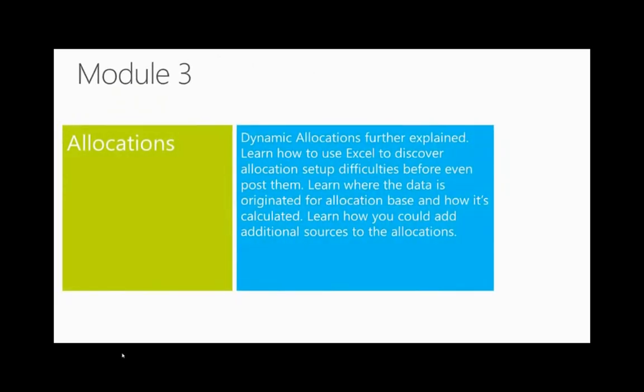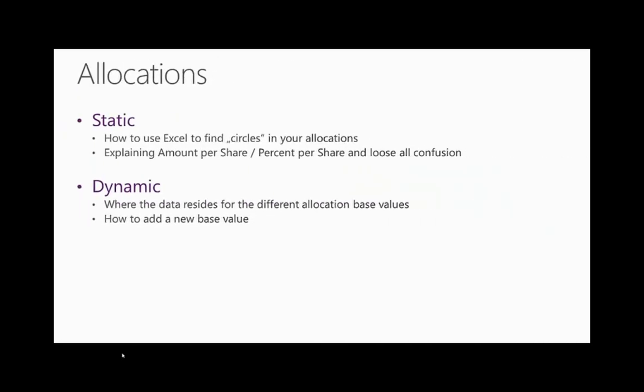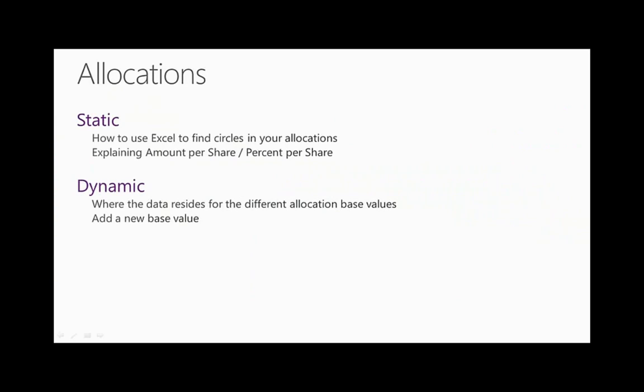The next module is the largest module in the complete script. It covers allocations. And it will describe the difference between static and dynamic allocations. It will show a method how you use Excel to find circular settings in your allocations. For example, if you start with one allocation, transfer all the costs to other cost centers, and then at the last allocation you transfer some amount back to the first allocation.